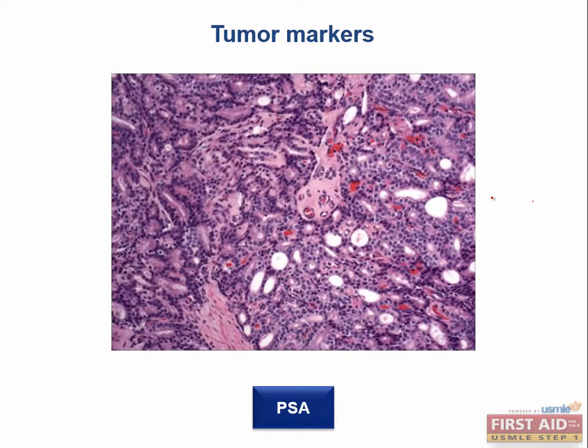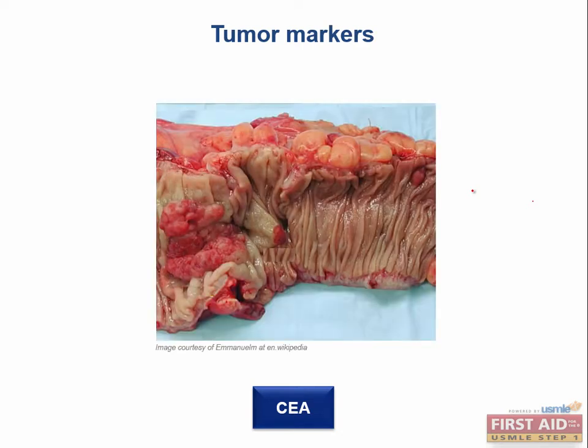All right, next one. CEA, carcinoembryonic antigen. It's non-specifically associated with what? GI malignancies like colorectal, pancreatic, and gastric cancer. Okay, good.